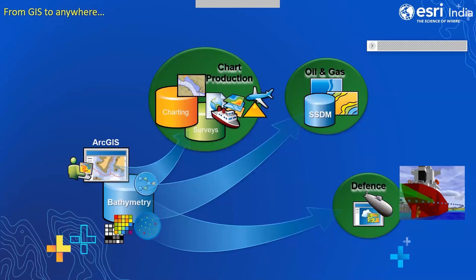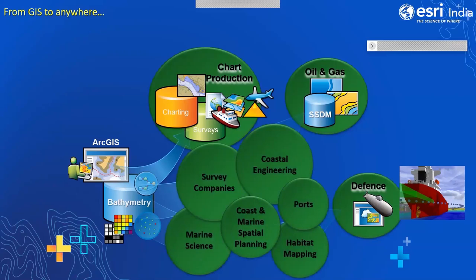And as we know, submarines navigate under the water surface, and since the body of the submarine is very huge, it needs a large area of clearance. That clearance is also provided by the bathymetric surface. And finally, we have many more industries which are making use of the bathymetric data sets, such as ports, as I have shown you, coast and marine spatial planning, coastal engineering, habitat mapping, and so on. Moving on to the next presentation.